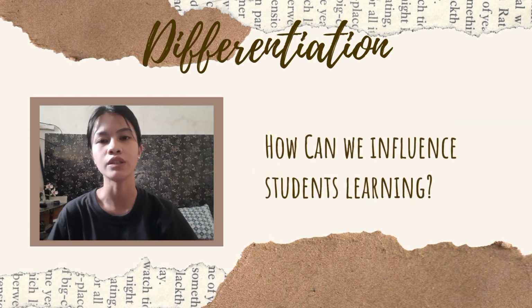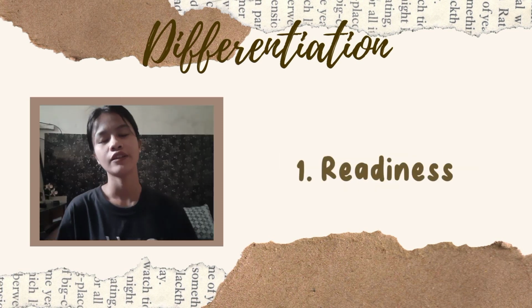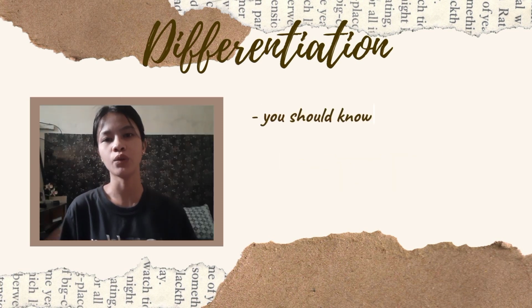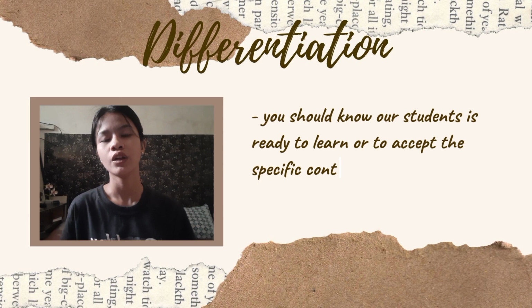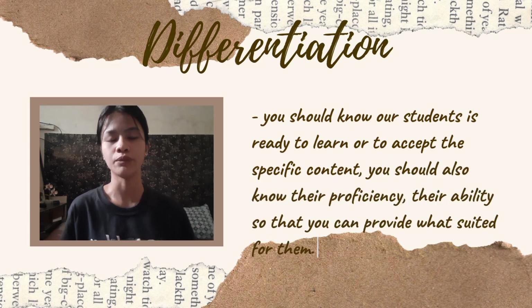How can we influence student learning? So we have to consider these three. The first one is the readiness. You should know if our student is ready to learn or to accept the specific content. And you should also know their proficiency, their abilities, so that you can provide what's suited for them.